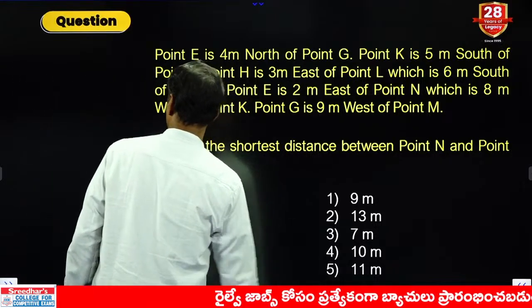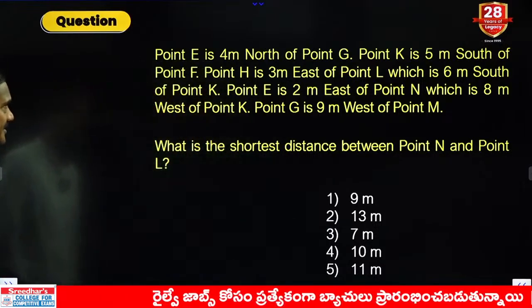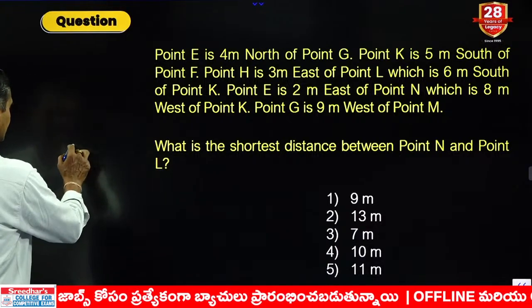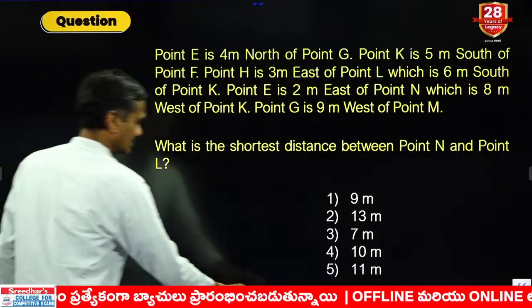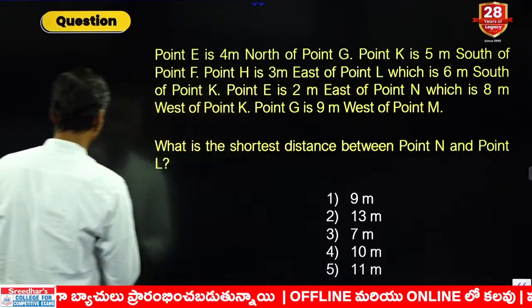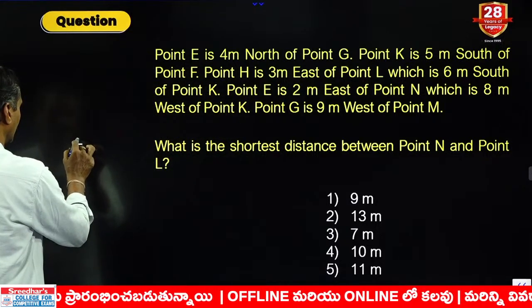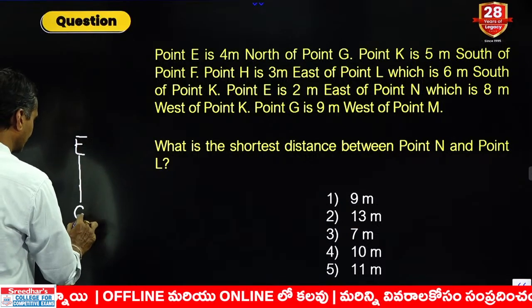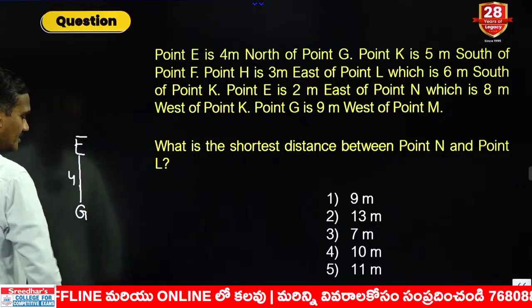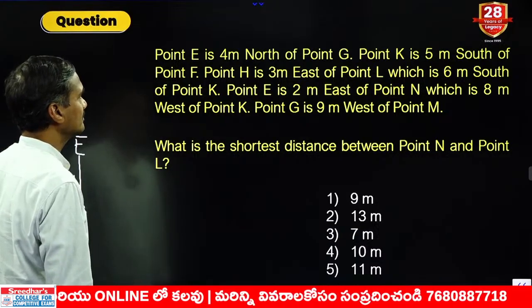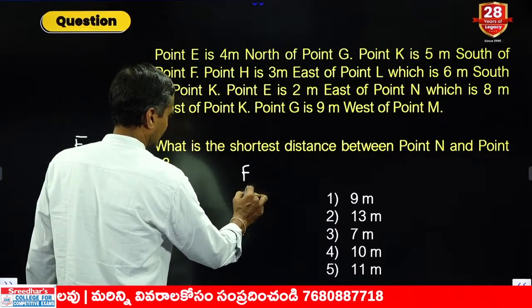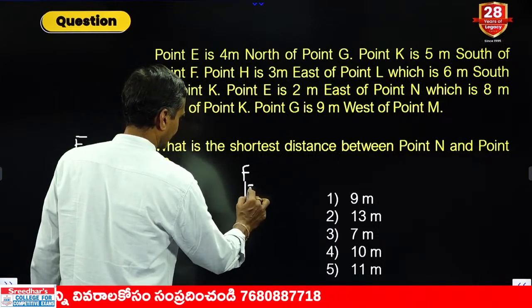Now coming back to this one. Point E is 4 meters to the north of Z. Where is this E? The distance is how much? 4 meters. E is 4 meters to the north of Z. K is 5 meters to the south of F.